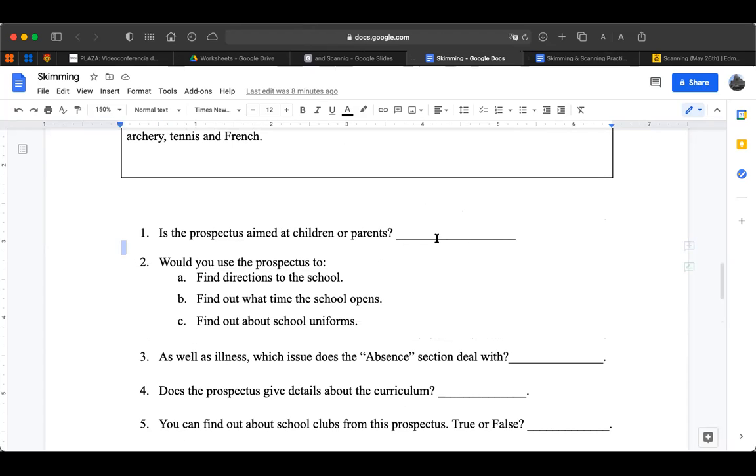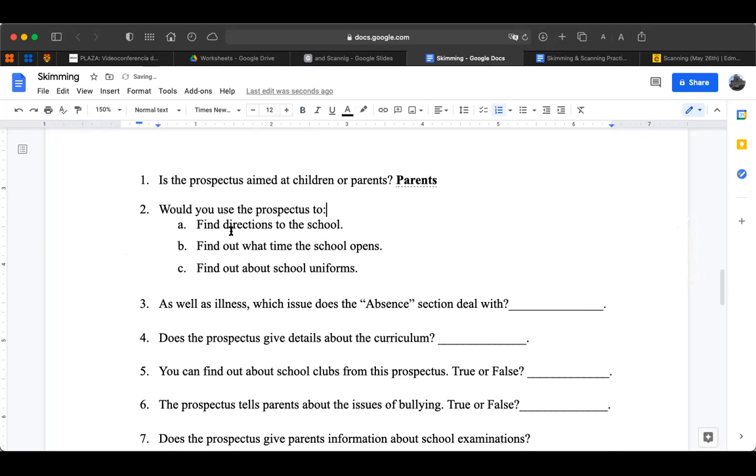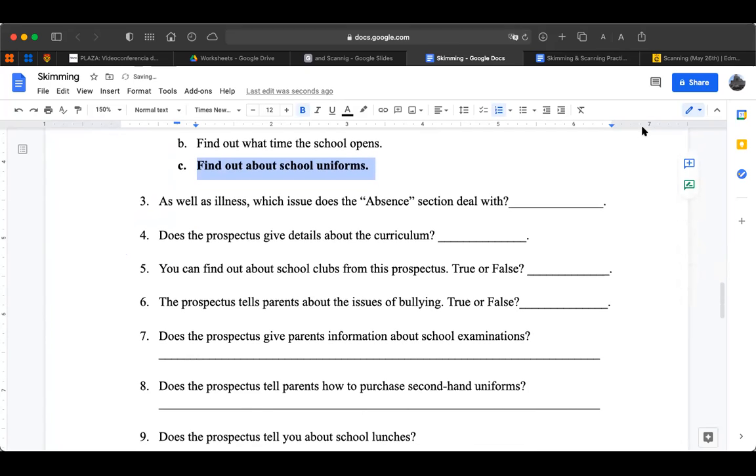Okay, so what did you guys put for number one? Parents, okay, very good, yes. So it's aimed at parents. What about number two? Will you use the prospectus to find directions, find out what time school opens, find about school uniforms? Very good. Okay, here, as well as illness, which issue does the absence section deal with? What else does it talk about? Okay, very good. Holidays. Does the prospectus give details about the curriculum? Yes or no?